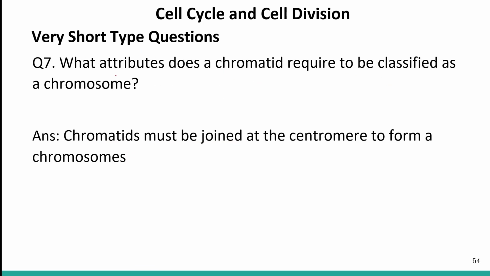Now the next question is, what attributes does a chromatid require to be classified as a chromosome? So let's draw a chromosome first. This is the chromosome, this is a centromere in the center. These are 2 sister chromatids.